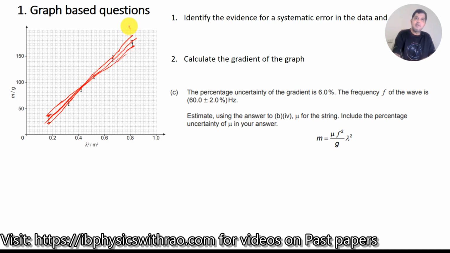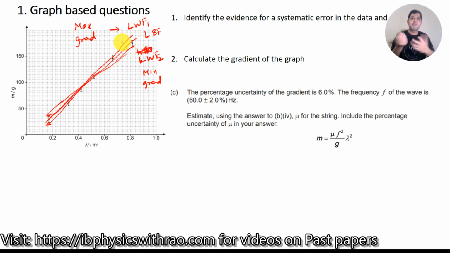So this is your line of worst fit 1, and this is your line of worst fit 2, and a line which passes through this valley is called the line of best fit. They might ask you this one also, or they might ask you to draw the lines of maximum and minimum gradients. Which is the maximum gradient? LWF1 is your max gradient. This is your minimum gradient. This is your correct gradient. Gradient is slope. Okay, fine.